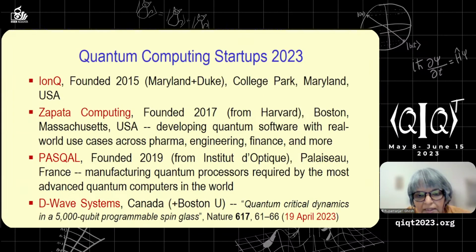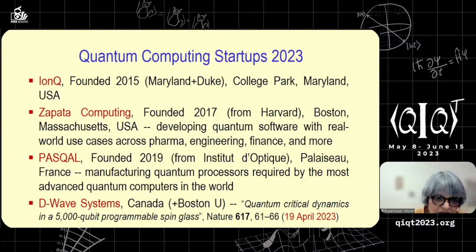Another interesting one for me is based in Canada, D-Wave Systems. They had a large collaboration with Boston people and came up with this Nature paper, which has just come out in the 19th April issue. And this is what I was just talking about, quantum annealing: quantum critical dynamics in a 5,000 qubit programmable spin glass.